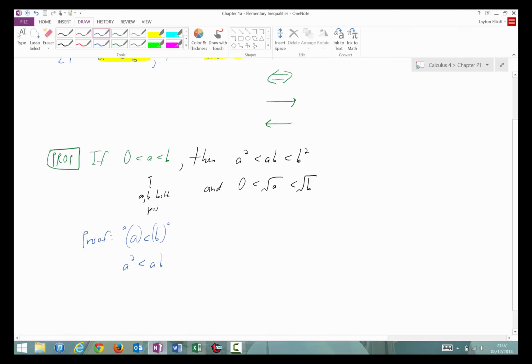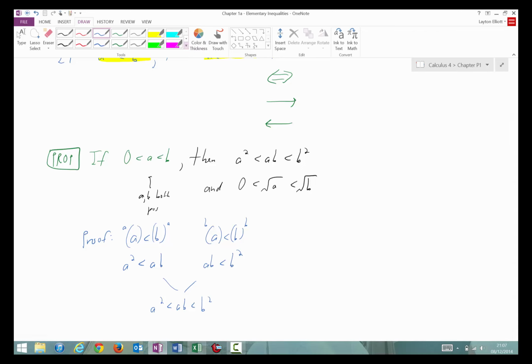And then I could do the same thing without loss of generality, and over here multiply both by B. And I get AB is less than B squared. And clearly you can see how those piece together to show that A squared is less than AB, which is less than B squared.